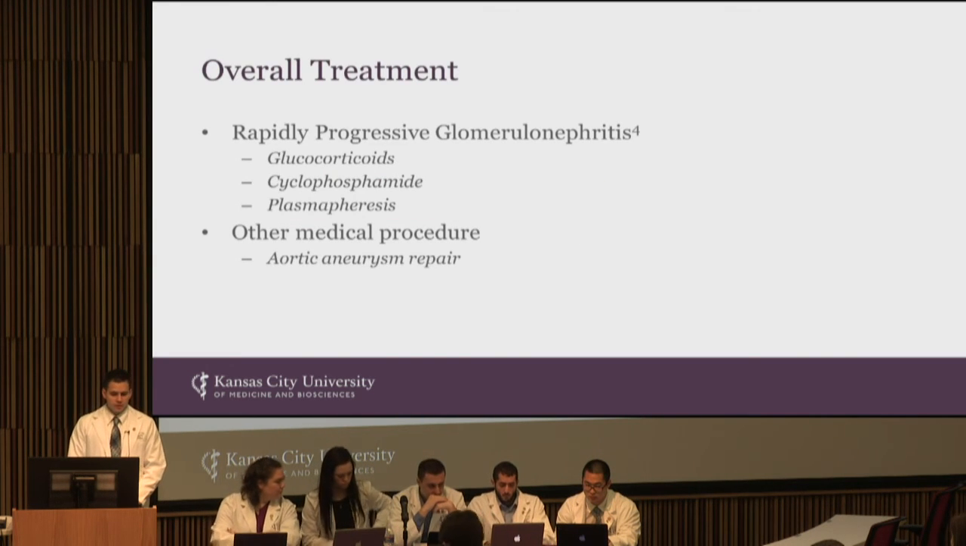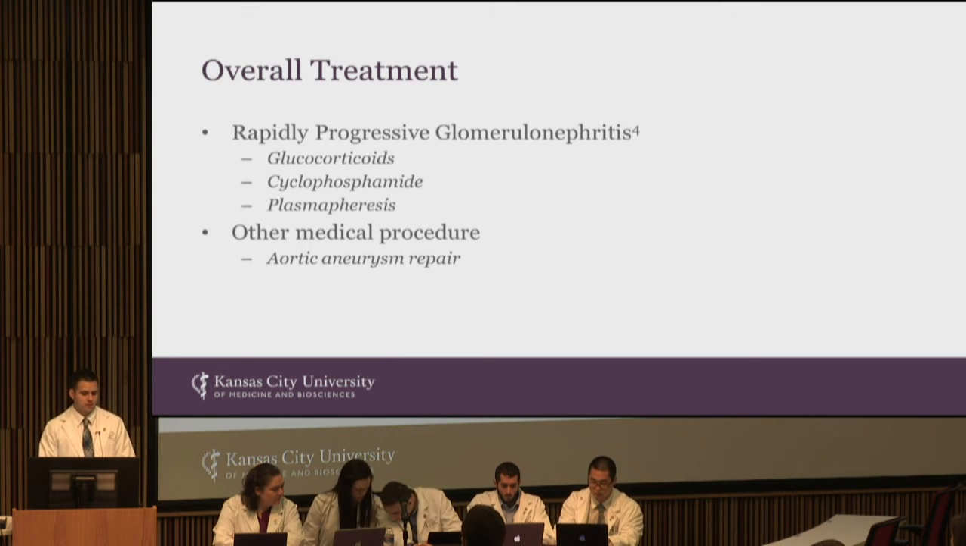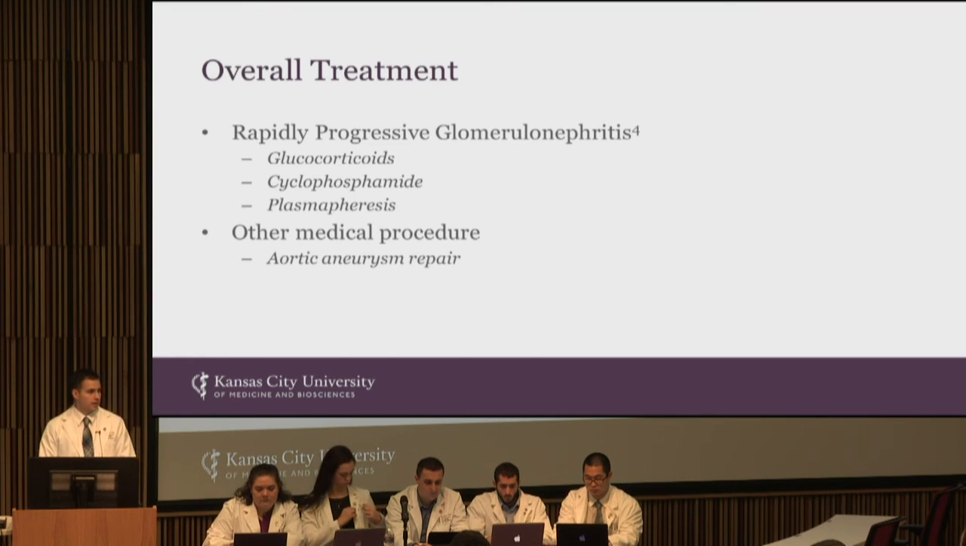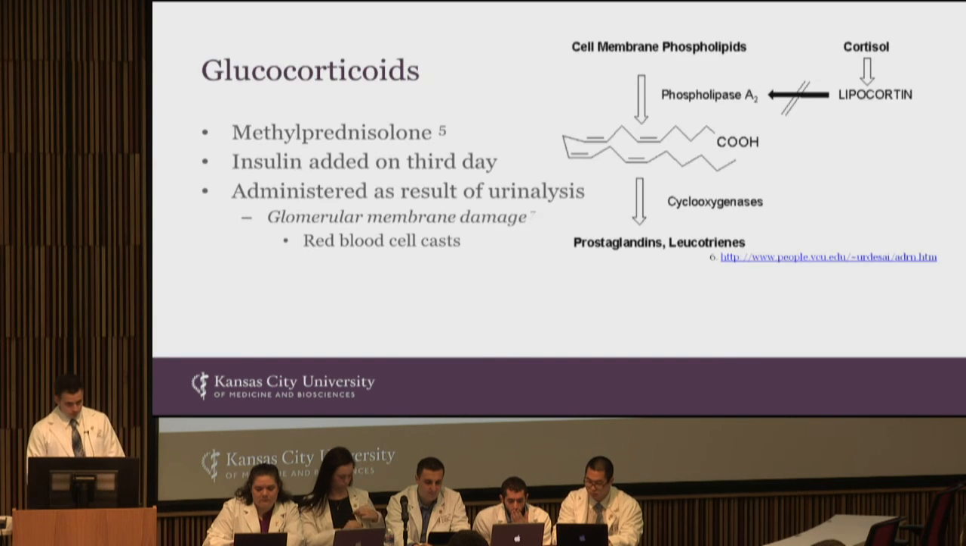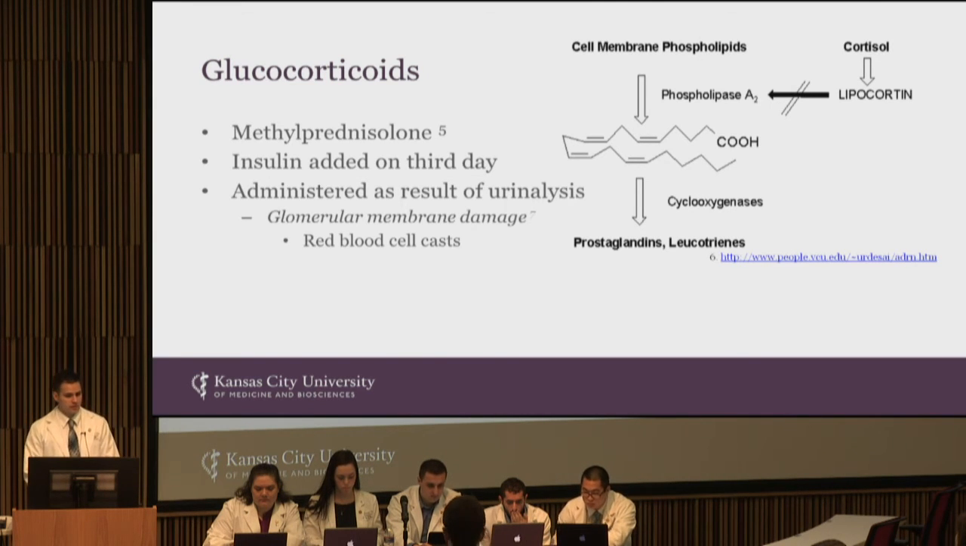The treatment for our patient's rapidly progressive glomerulonephritis consisted of glucocorticoids, cyclophosphamide, and plasmapheresis. Our patient also underwent another medical procedure consisting of an aortic aneurysm repair. Our patient was prescribed methylprednisolone, a glucocorticoid. Insulin was added on the 3rd day due to the systemic effect of insulin resistance that glucocorticoids can cause.